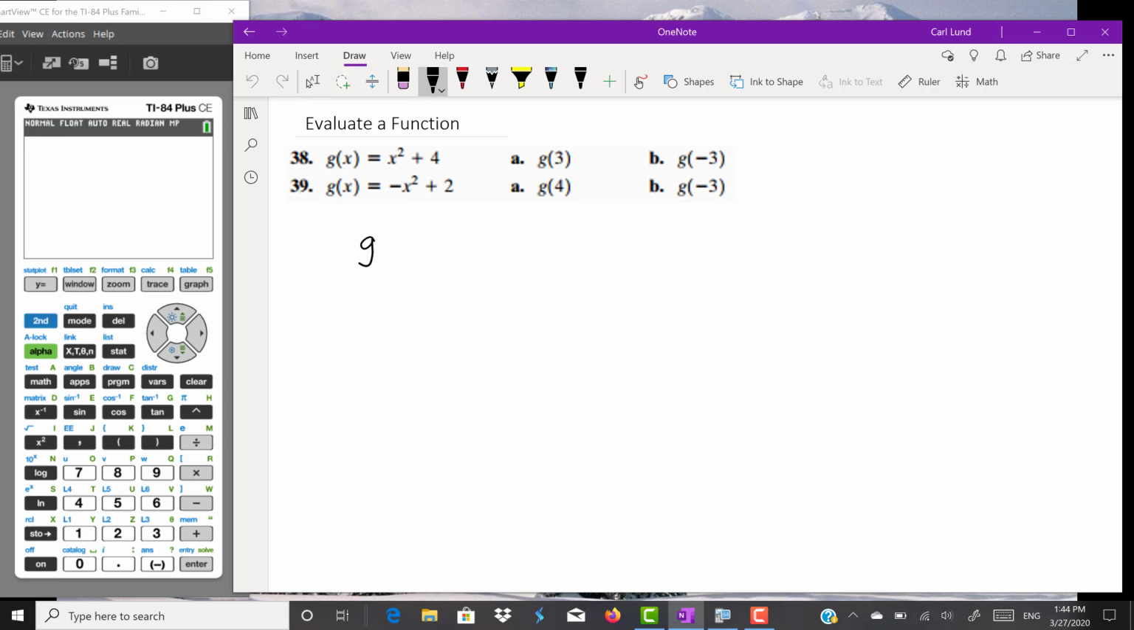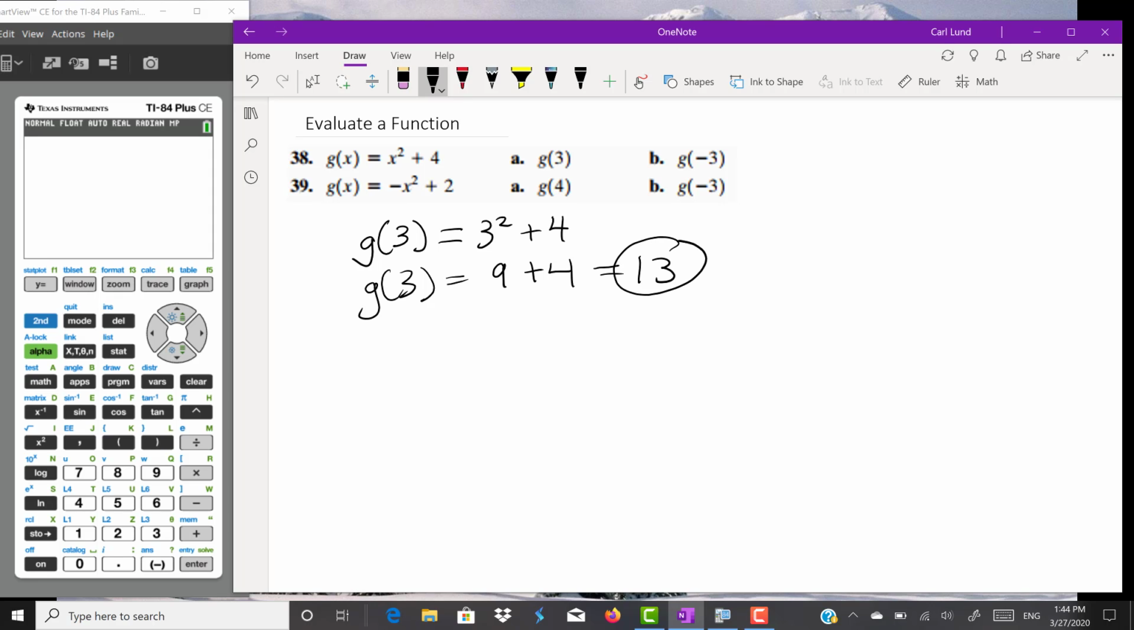I'm going to have g of 3 equals 3 squared plus 4. That means that g of 3 equals 9 plus 4, which is 13. So when I evaluate g of x at 3, my answer is 13. That's what I would put. Now I'll do the same thing for negative 3. I bet you can already guess what my answer is going to be.